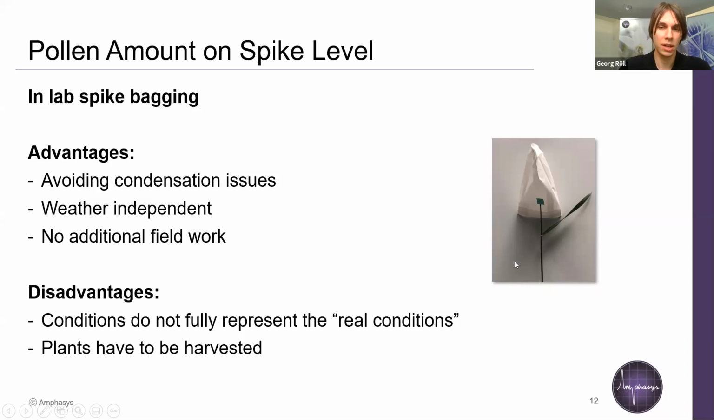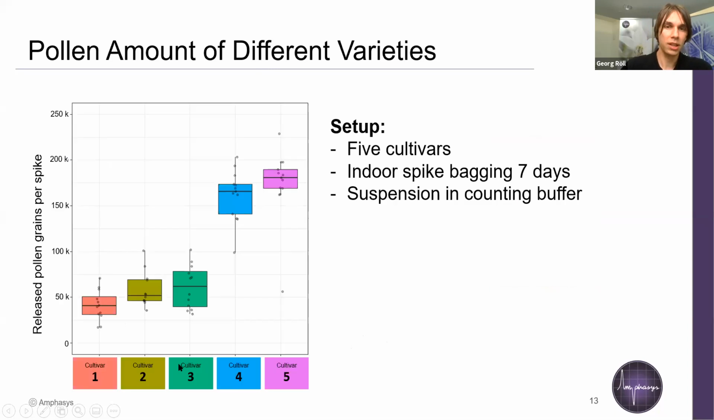But you also experience some disadvantages: this does not fully represent the real conditions as they occur in the field. And also the plants have to be harvested. And as I told you at the beginning, with the anther picking method, it's not always possible to harvest the plants. So that's a drawback of this method. Nonetheless, I want to show you the results of the spike bagging method indoors.